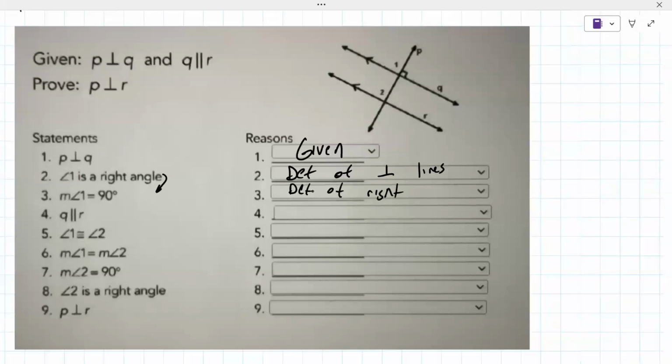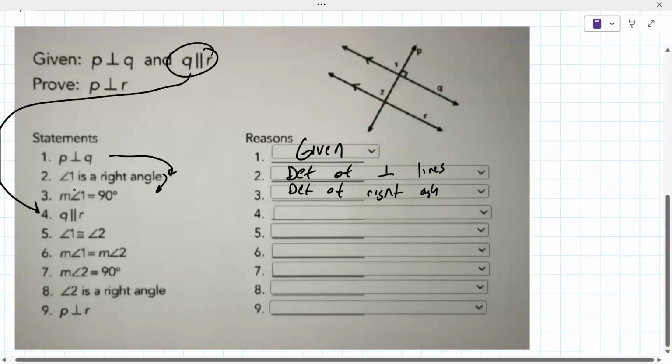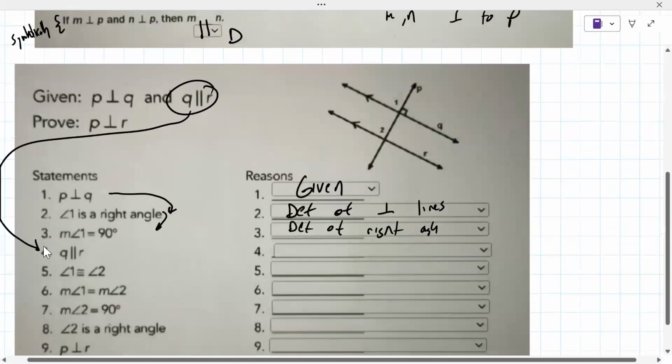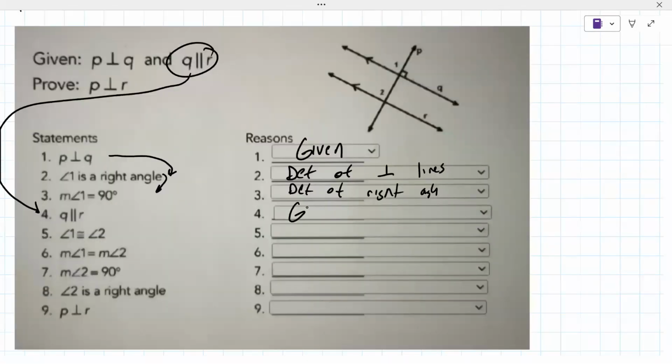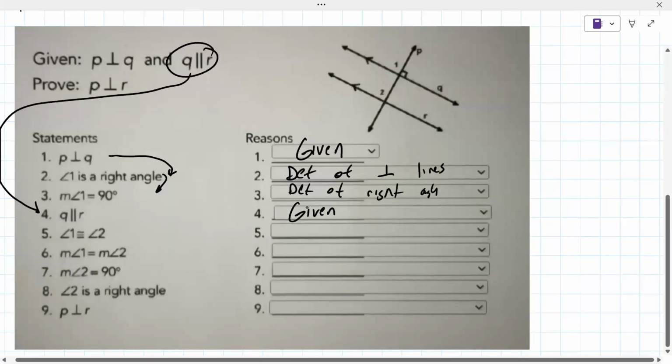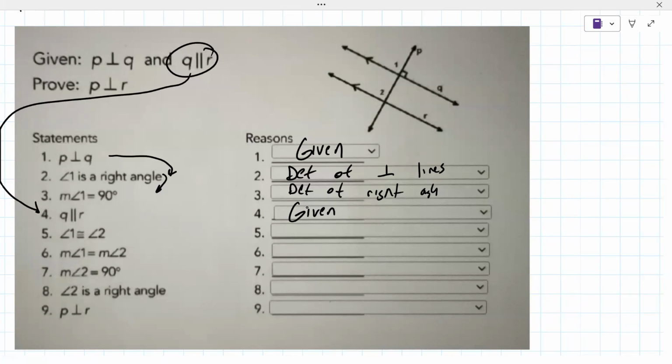And you can start to see the pattern here that it tends to come from the previous one. This one led to that one. Now four is actually from up there. Four is what we're starting with, so it is also a given. Is that okay? Sometimes the givens go in the beginning, sometimes you get one thrown in later on in the proof.